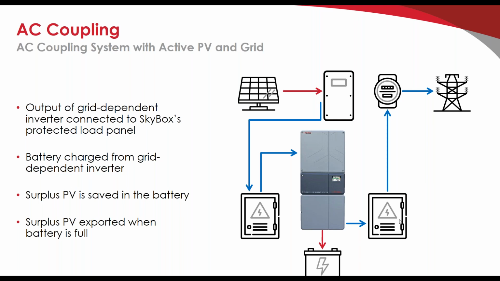Of course, you could have a CT there, but what you could be doing is from SkyBox through to the main panel, you can be selling up to 11.5 kW of total power AC from any or all of the sources that are going into the SkyBox. That includes the grid-dependent inverter, that includes any optional PV that you've got attached to your SkyBox, and that includes your batteries.